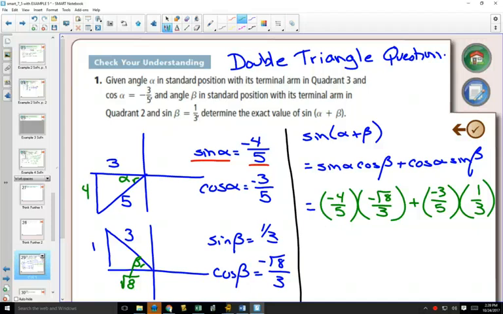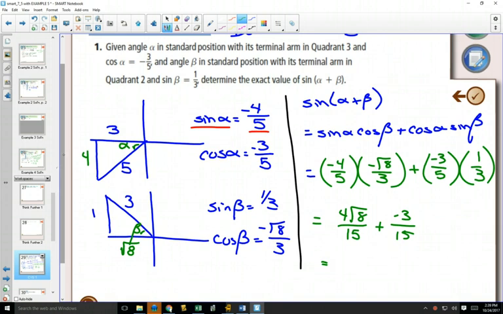And now, to write this as a final answer, this is equal to 4 root 8 over 15 plus negative 3 over 15. We have a common denominator. We need to write our answer as a single fraction. So you'll get 4 root 8 minus 3 all over 15.